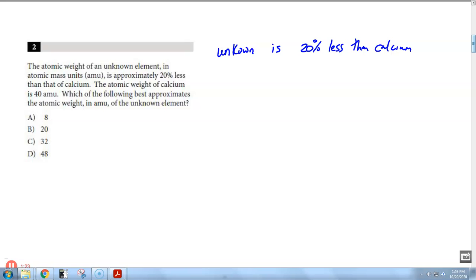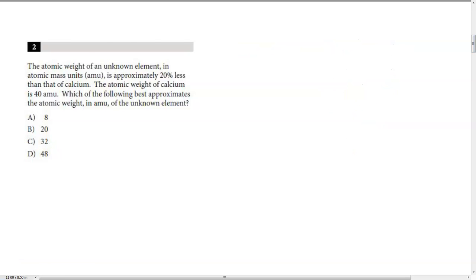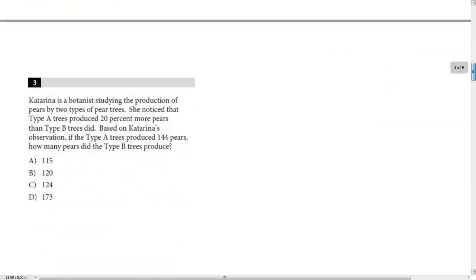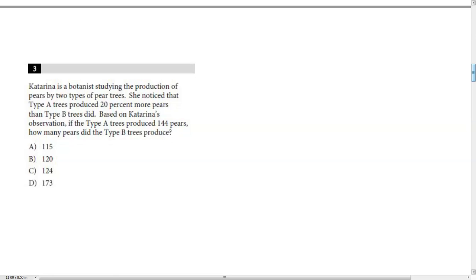So if I want to do 20% less than 40, well, there's 40. This would leave it unchanged, but I need 20% less. So I have to do 1 minus 0.20, or 0.80, which comes out to be 32. So the unknown element must be 32. All right, keep on going down. The next one, number 3.